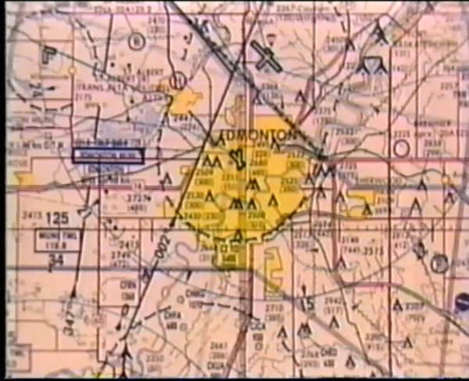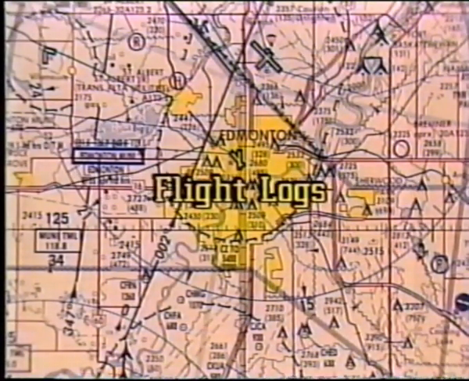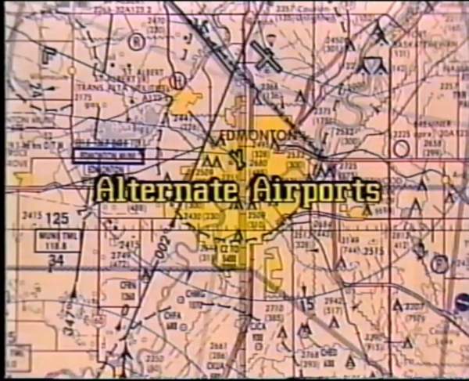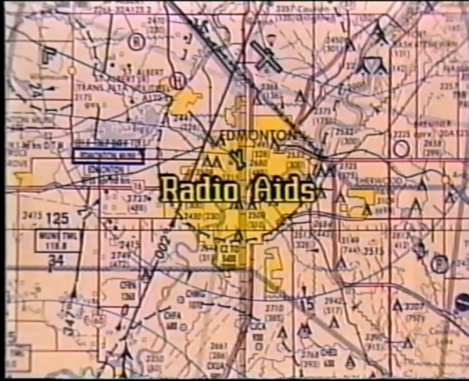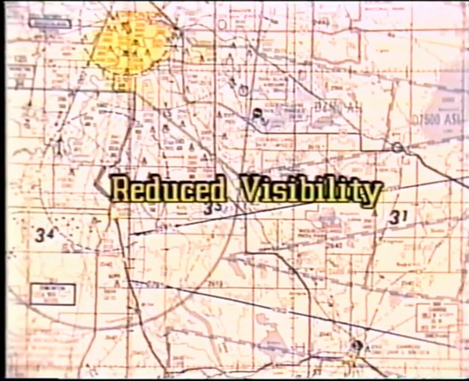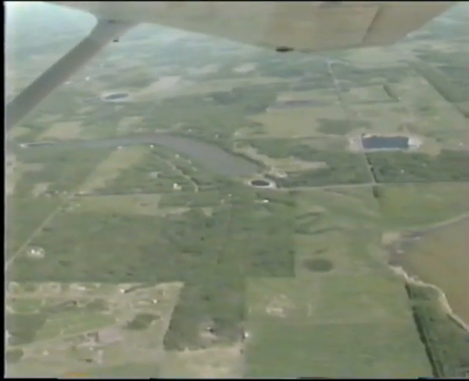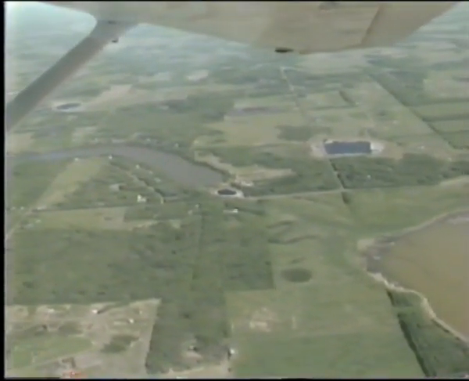Topics covered will include planning your flight, navigation techniques, keeping a flight log, procedures to divert to an alternate airport, the basic use of radio aids for navigation, low-level flight, and flying in reduced visibility, and the actions to be taken if you get lost. There will be a series of review questions at the end of each section.